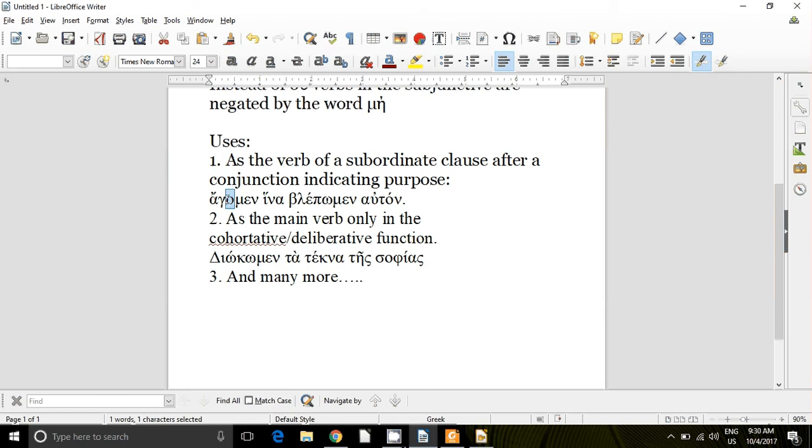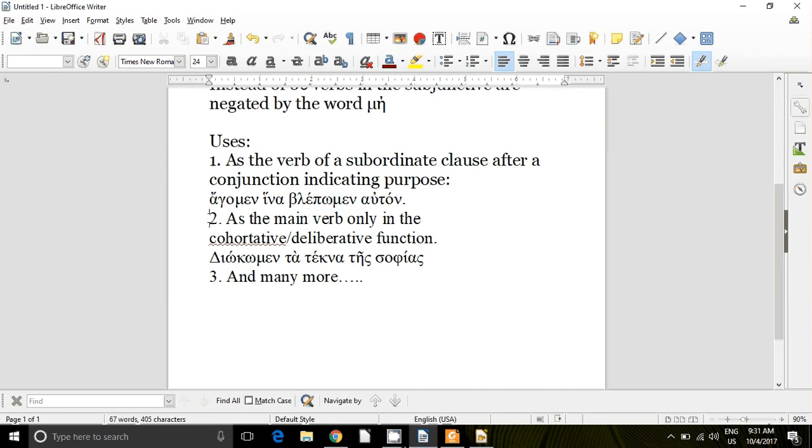Because agomen would be a different mood, would be subjunctive. So blepomen, subjunctive, blepomen, indicative. Blepomen, subjunctive, blepomen, indicative.